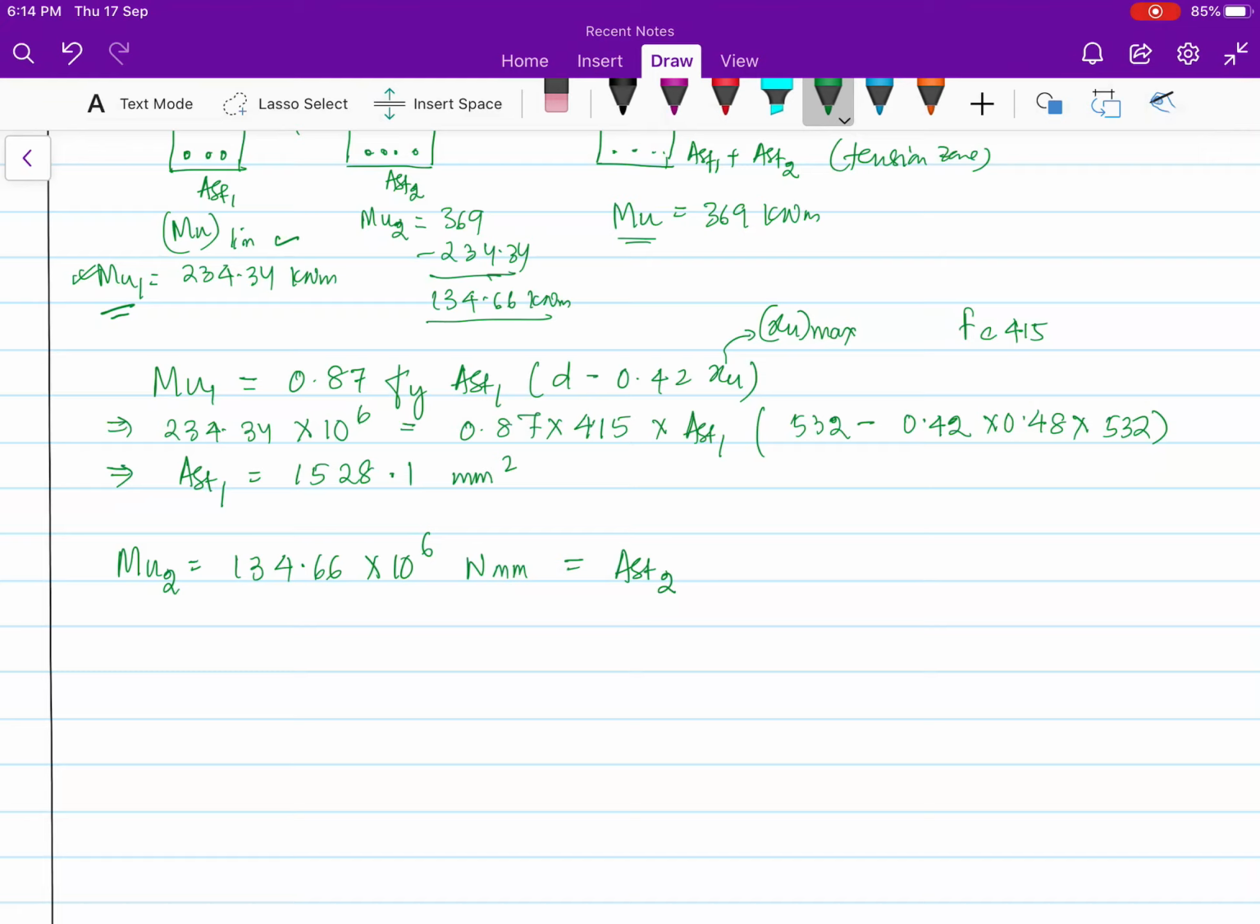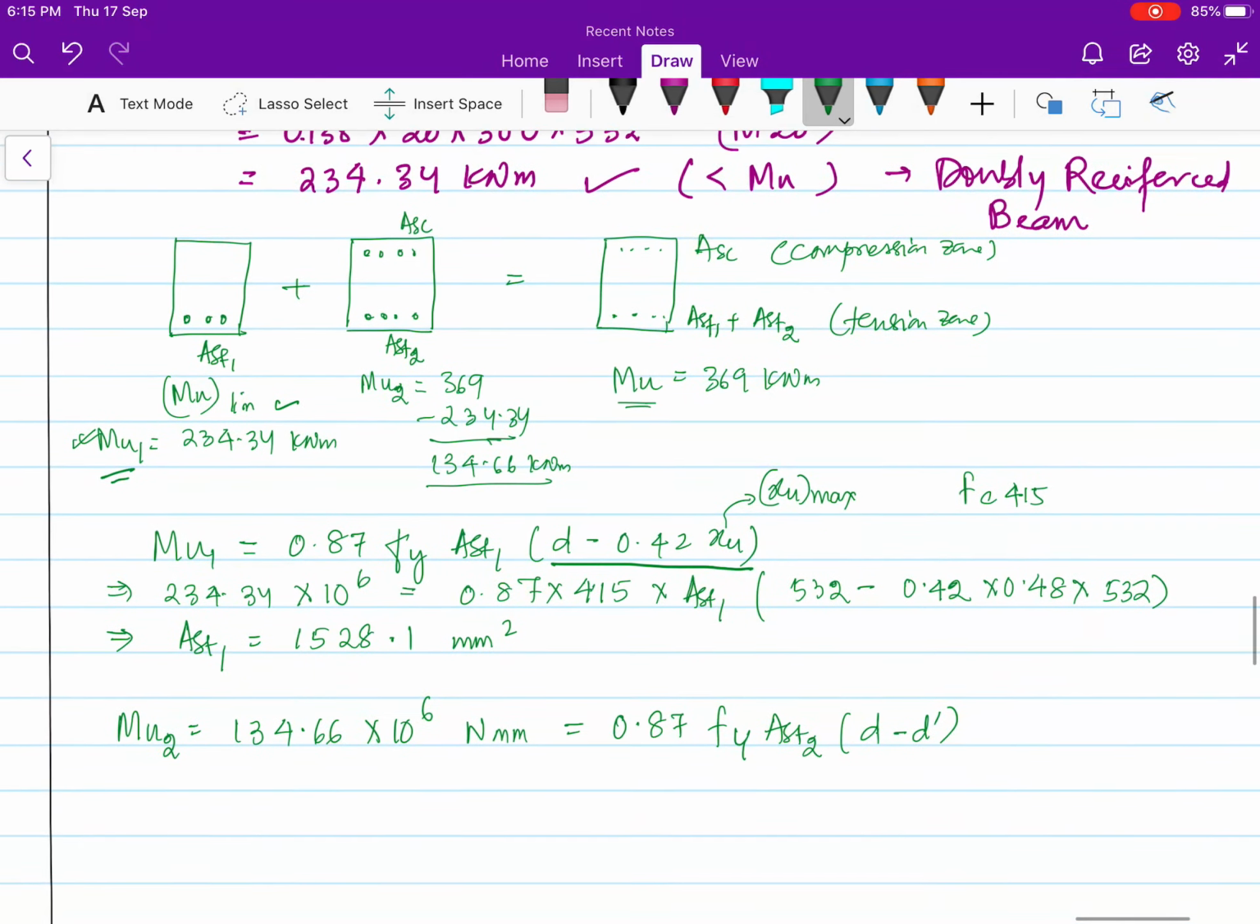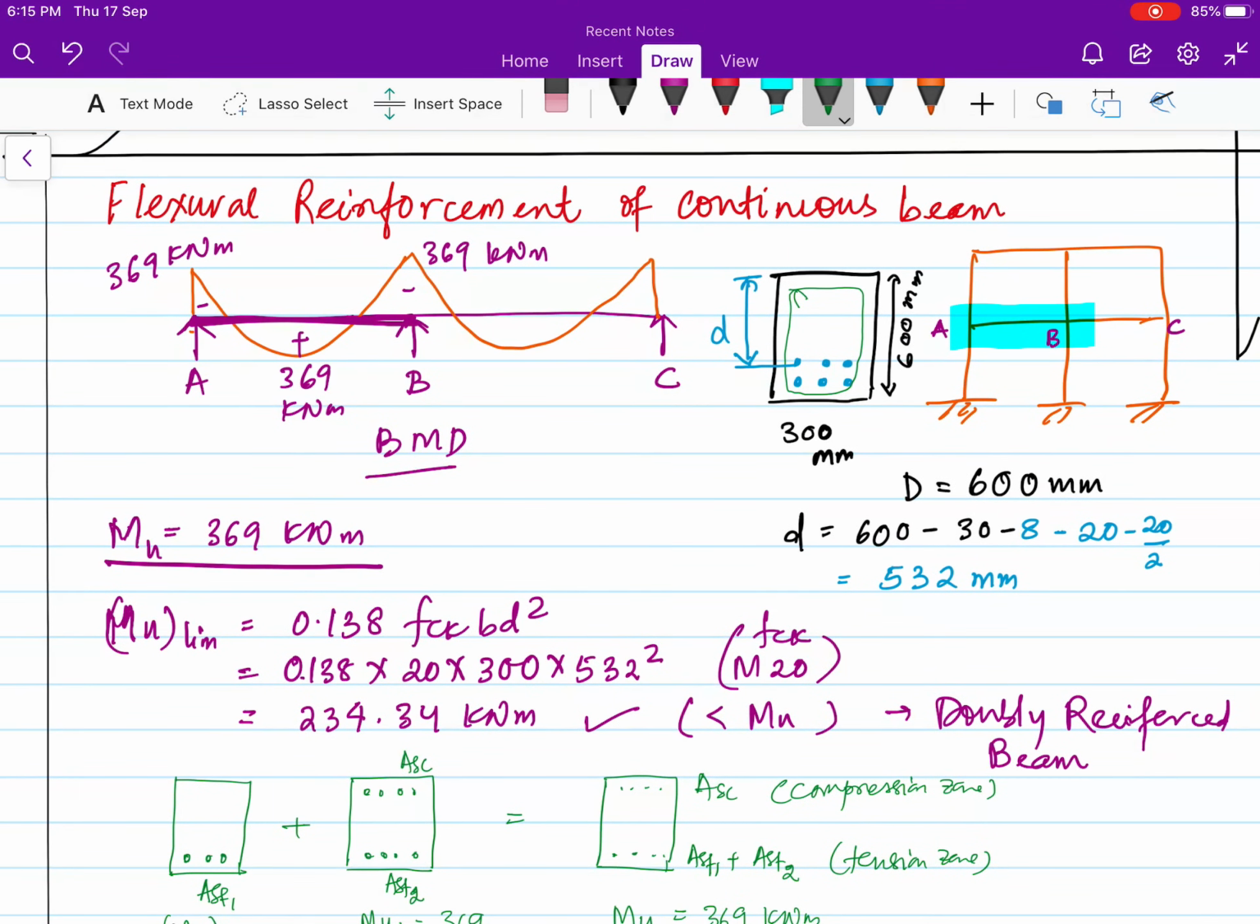So area of steel 2 into, so the same, we'll put first 0.87 Fy into area of steel 2 into D minus D dash. Okay, before it was D minus 0.42 XU. This was our lever arm, right? So now this is D minus D dash for the Mu2. What is D dash? D dash is the cover from the top, right? Similarly for the compression reinforcement, D dash will be from the top to the center of compression reinforcement.